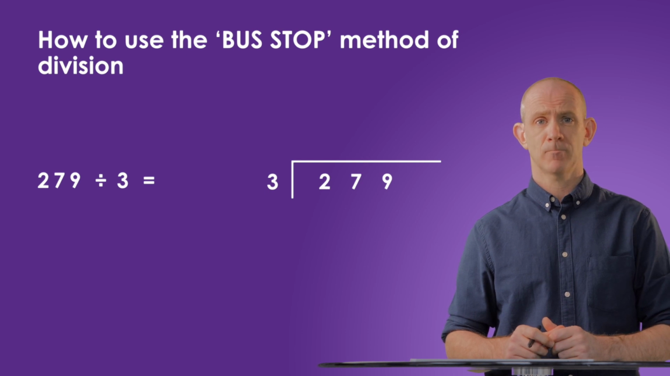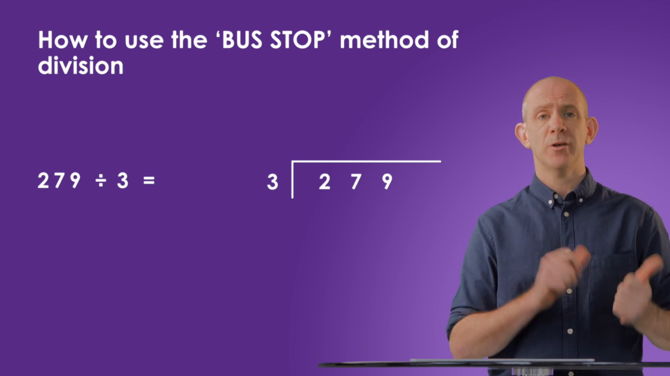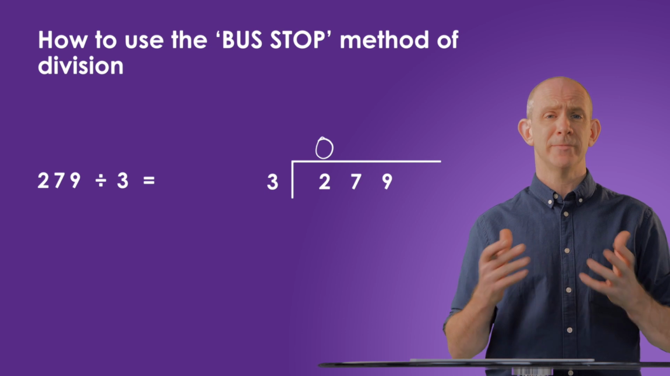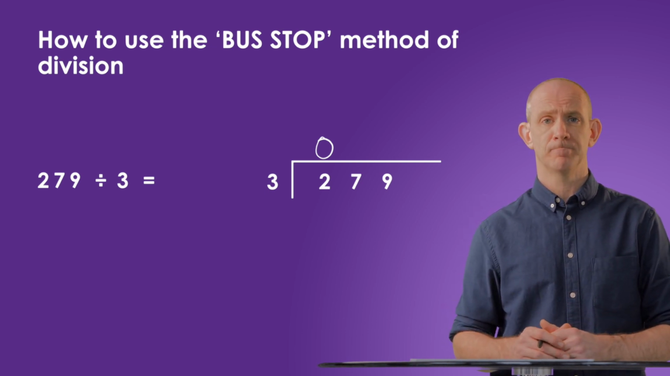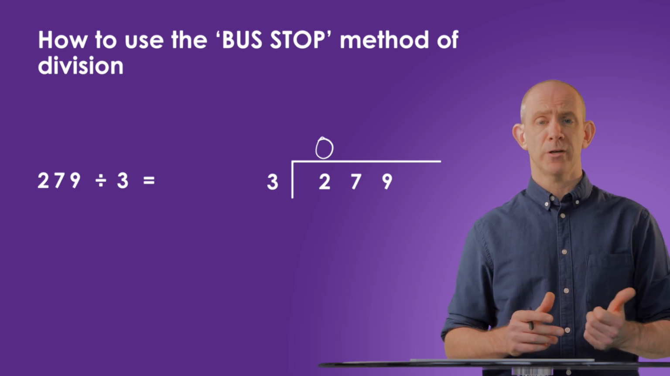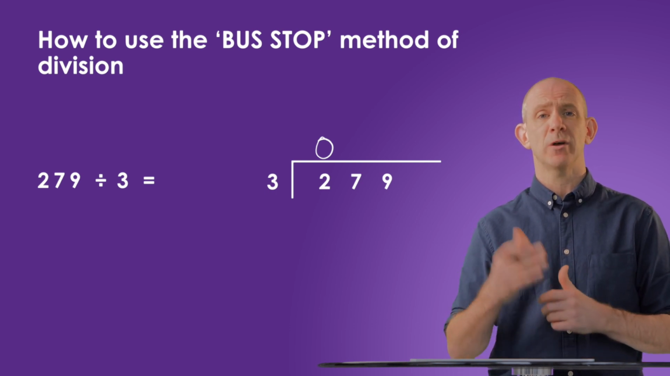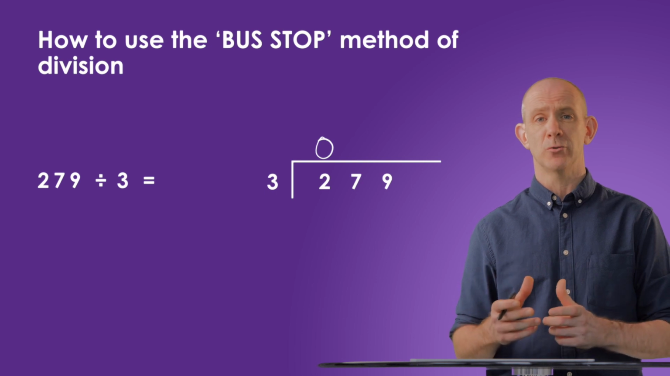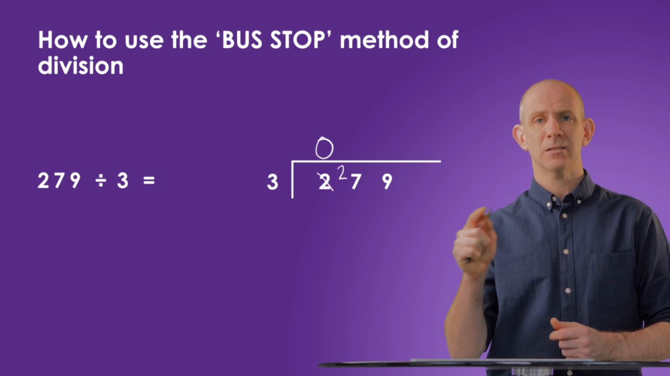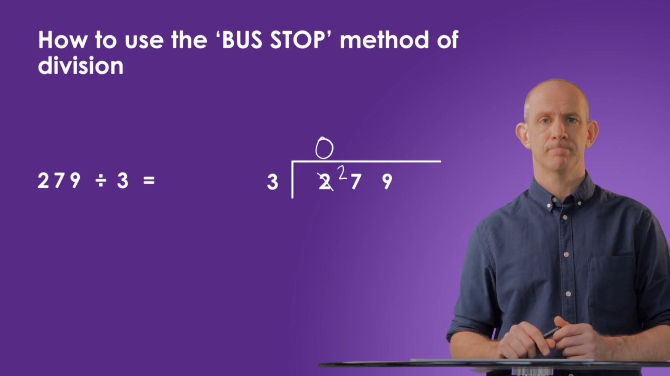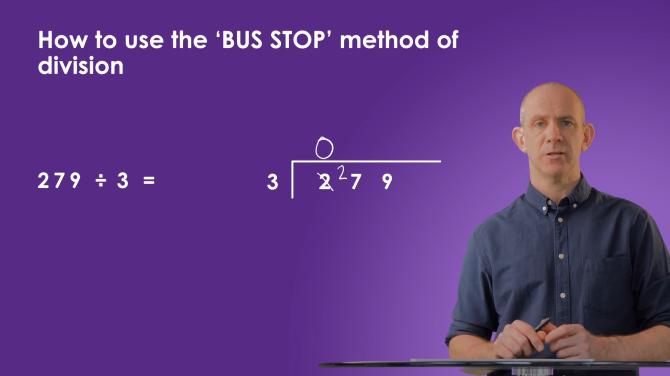So we need to first of all think how many 3's go into 2, and of course none, because 3 is larger than 2. So we're going to write 0 above the 2. 0 times 3 gives us 0, and if you take that away from 2 you end up with a remainder of 2. So we're going to cross the 2 through and we're going to write 2 next to the 7 to make 27. How many 3's go into 27?